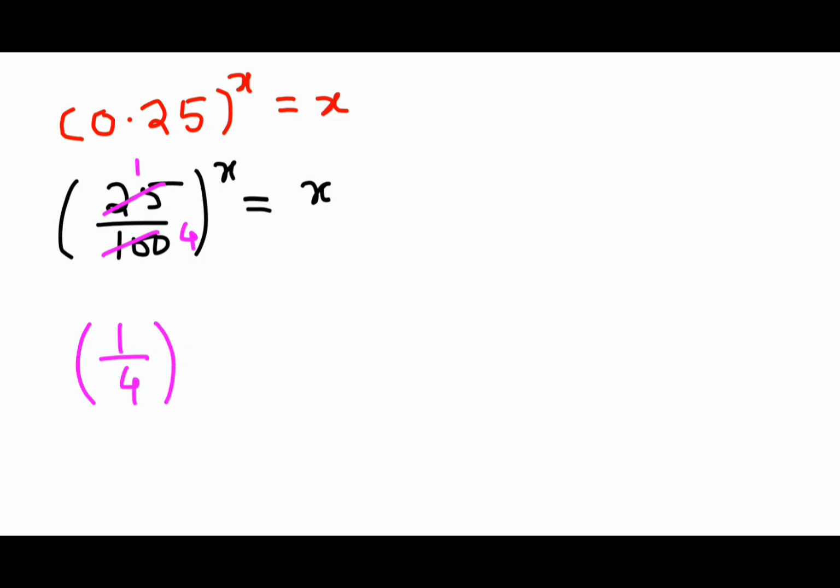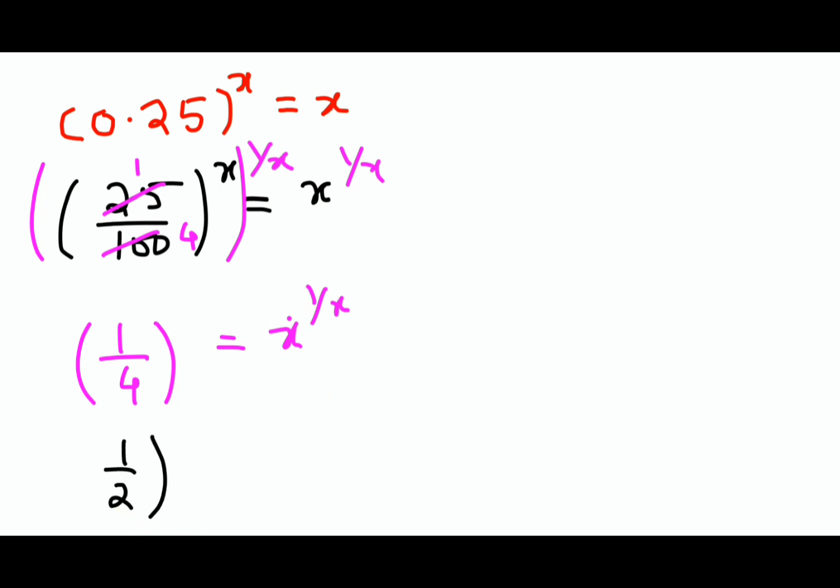Now instead of x, let's take the x-th root on both sides. So this comes out to be (1/4) = x^(1/x). Now 1/4 can be written as (1/2)^2 = x^(1/x). Correct? Now, if you see the correlation, if you put the value of x as half, your entire question becomes equal.